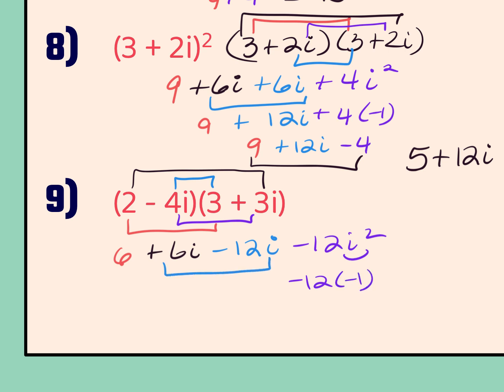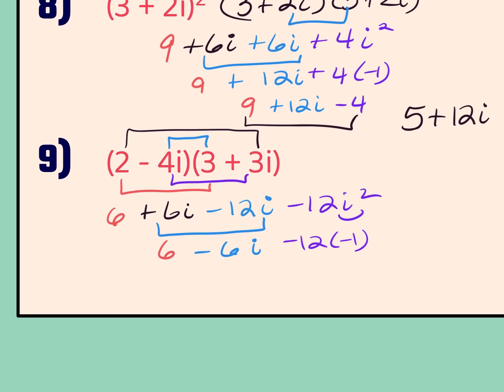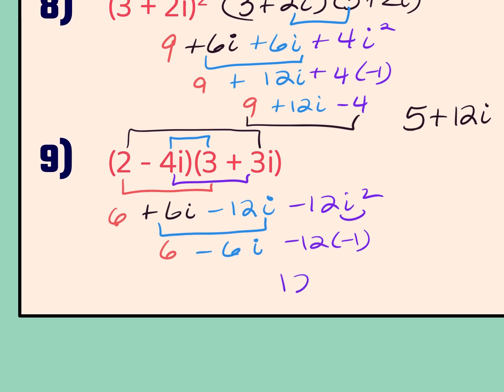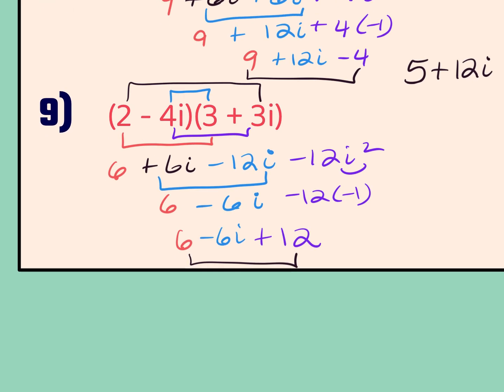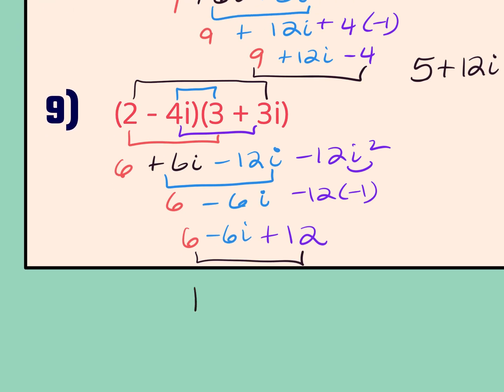The middle terms become a negative 6i, and I have the positive 6 at the beginning. I need to multiply the purple. Becomes a positive 12. Still have the 6 and the imaginary. And now add your reals. 6 plus 12 is 18. And then put in the imaginary.